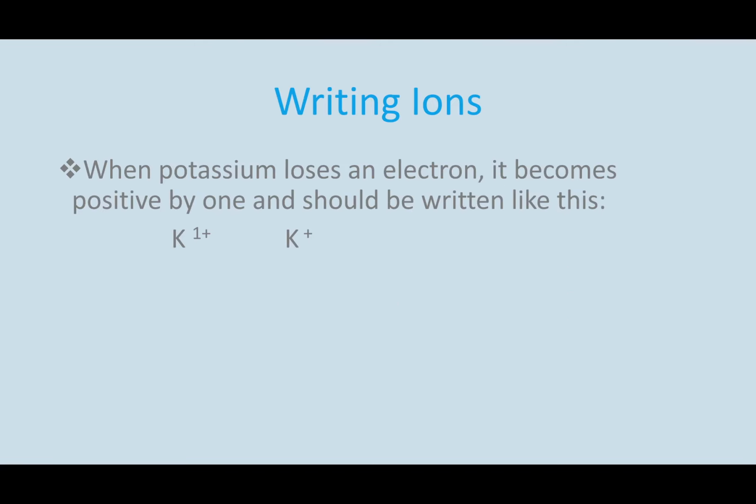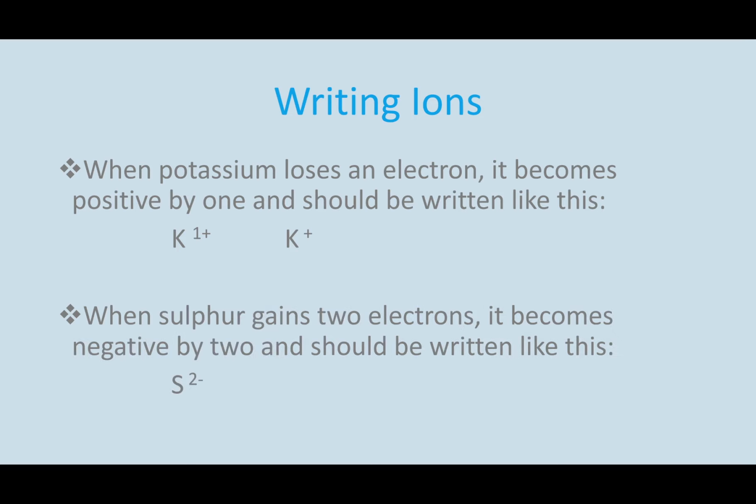In terms of writing ions specifically, not drawing the actual diagrams, when potassium loses an electron, it becomes positive by 1 and should be written something like this. Potassium with a 1+, or you can just write it as K with just a positive sign, indicating that because we don't see a number, it means that it's +1. Sulfur gains 2 electrons, so it becomes negative by 2 and should be written as S2-, which we've already done. It indicates that sulfur is an ion because it has a charge of 2 negative.